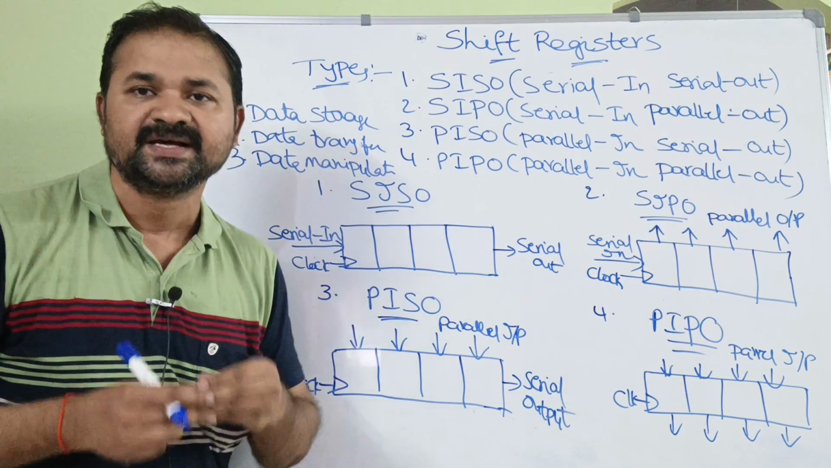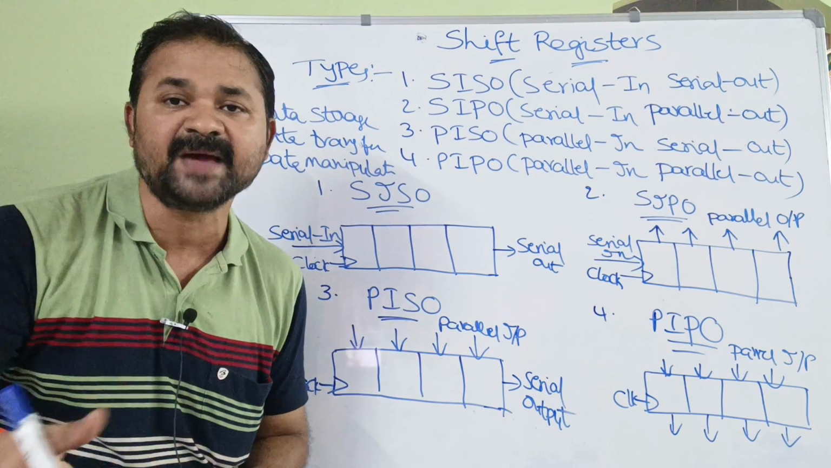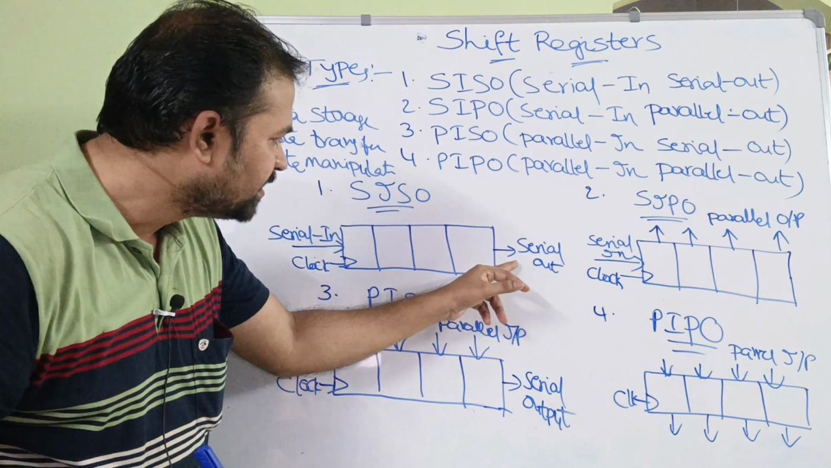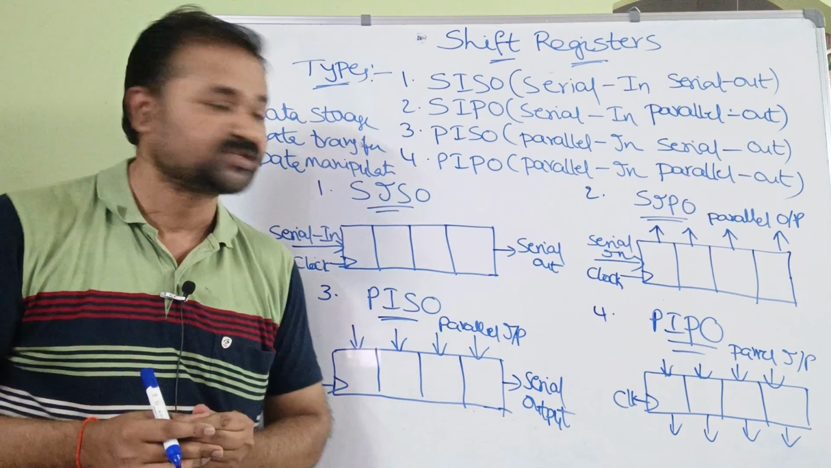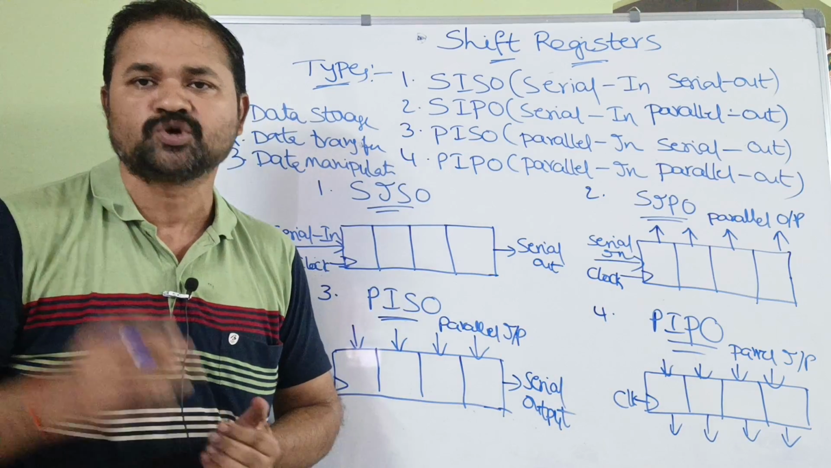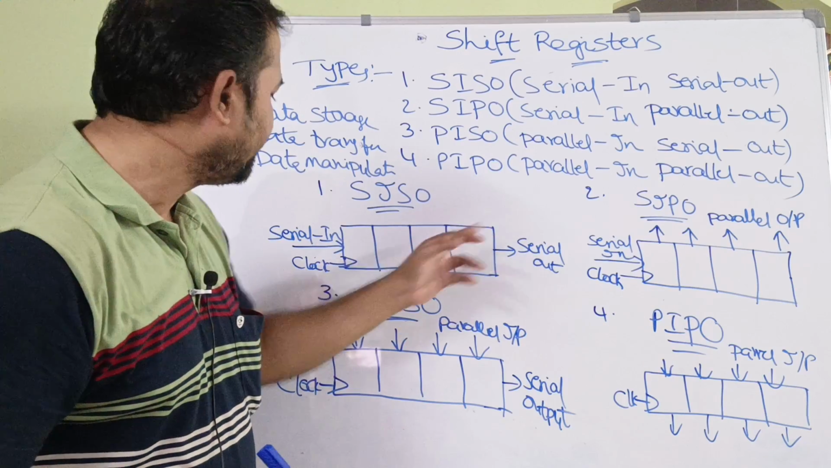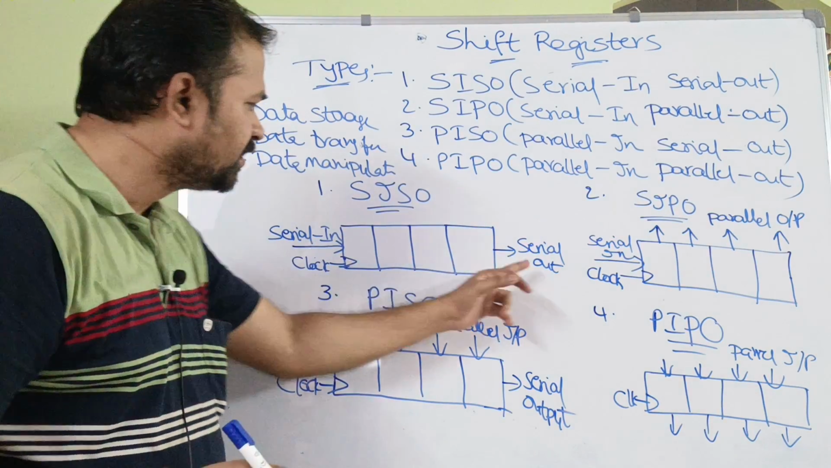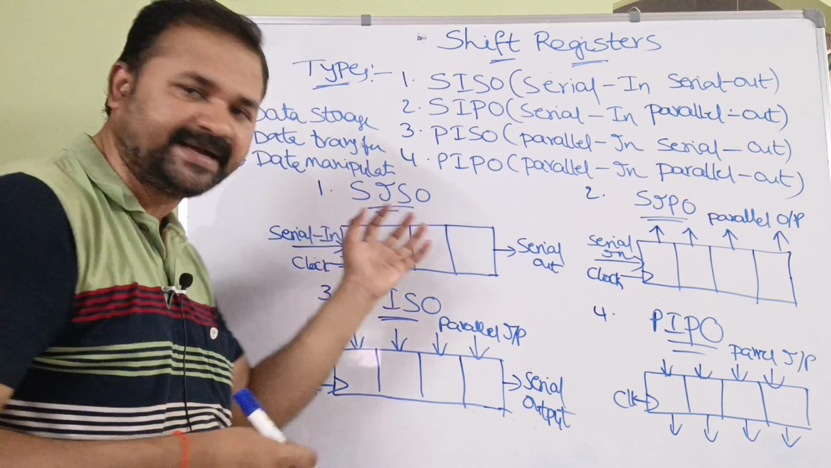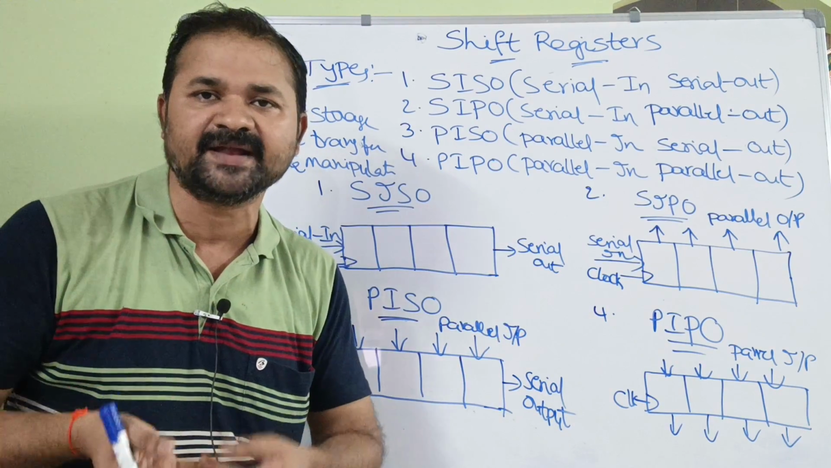Serial in means the input will be applied in a serial manner, that is, one by one. Whereas here the output is also serial, so we will get the output bit by bit. That is about SISO. Here we have serial input and here we have serial output. The input will be supplied serially, one by one, and the output will also be produced serially, one by one.